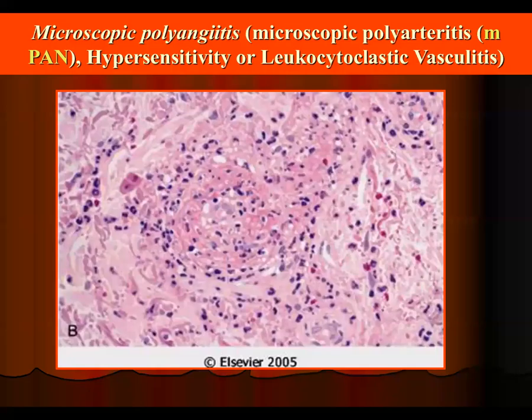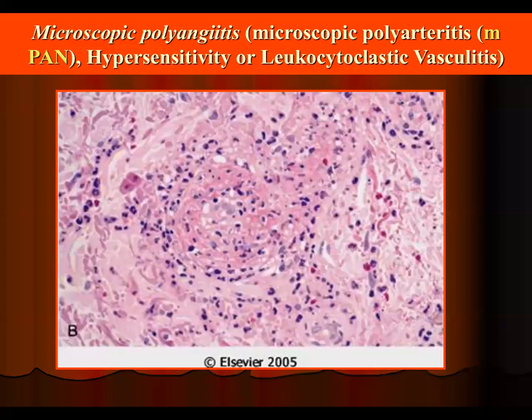Now this is a microscopic picture of microscopic polyangiitis, and you can also see a neutrophilic leukocytoclastic dusting within and in the outer layer of the vessel wall.